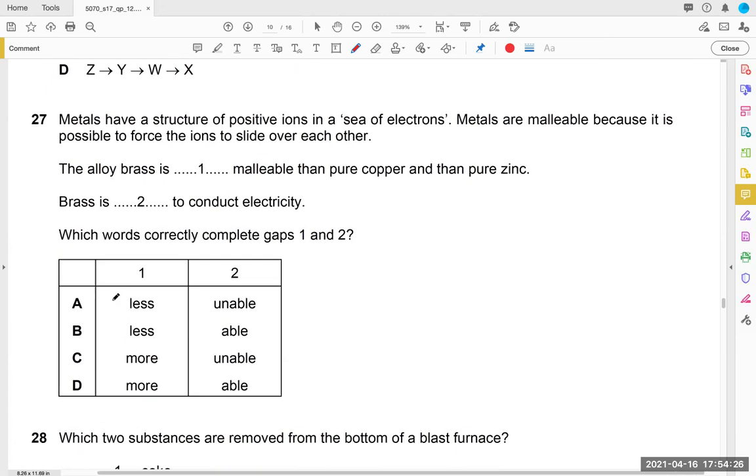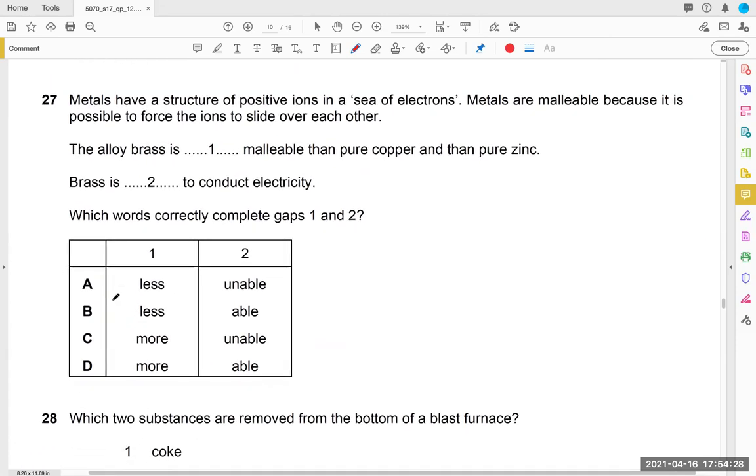27 question is metals have a structure of positive ions and a sea of electrons. ये question इतनी बार repeat होता है. देख लेते हैं. The alloy brass is less malleable या more malleable than pure copper. Alloys are traditionally less malleable because the metal atoms in pure metals are the same size. Alloys के different size के होते हैं. तो different size होने की वजह से उनको bend करना मुश्किल हो जाता है. So they are less malleable. Brass is able to conduct electricity because they all have free electrons that are moving around randomly. ठीक है? तो that is true. Able है और less malleable है.